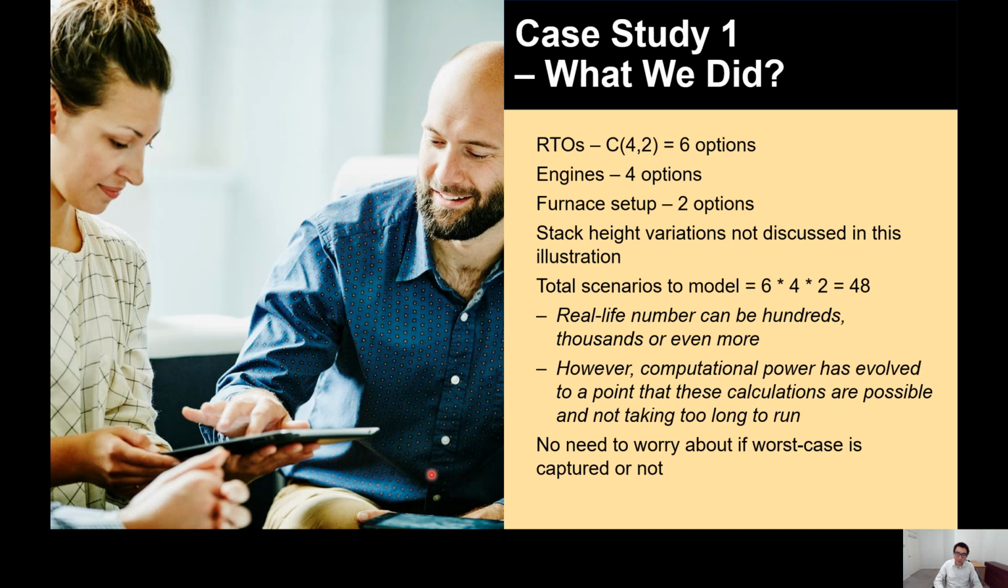For RTOs, we have 4 different locations, but we want to pick 2. That's a combination of 4 choose 2, a total of 6 options. Then we have 4 options for engine locations and 2 options for furnace setup. As we discussed earlier, for this example we are not going to vary the stack height, for simplicity. So the total scenarios to model is 6 times 4 times 2, which is 48 different scenarios. In real life, the number really can be hundreds, thousands, or even more.